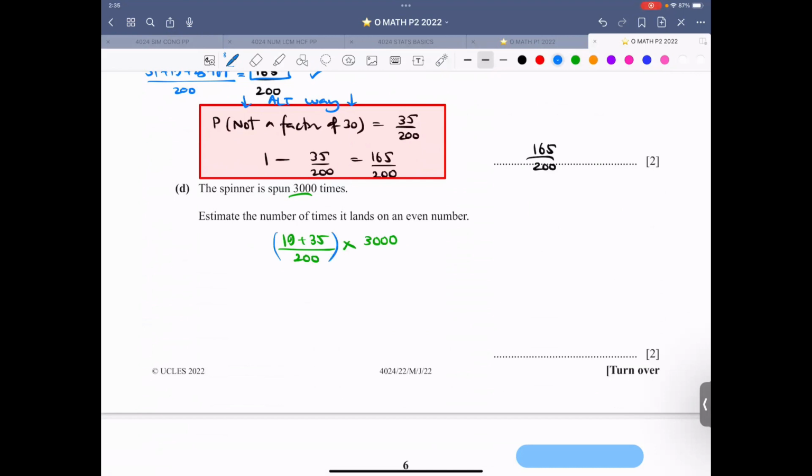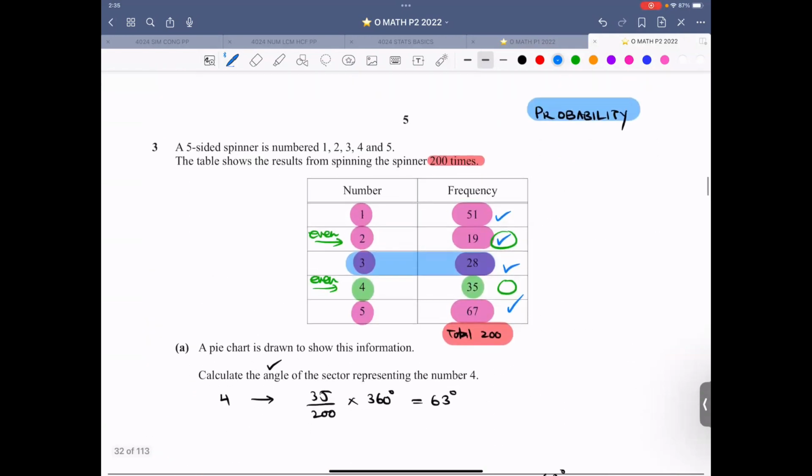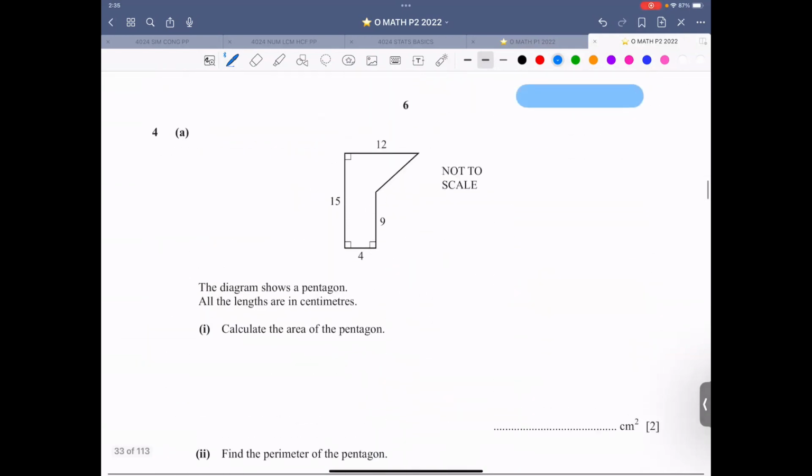And this answer comes out to be 810. That is the number of times that we will have this thing. So this is an estimation. So the probability question is done.